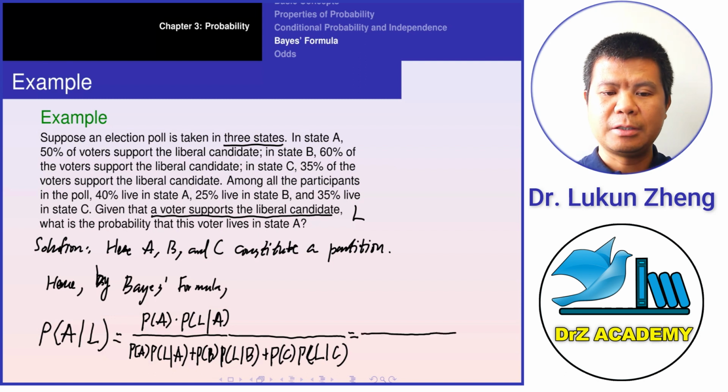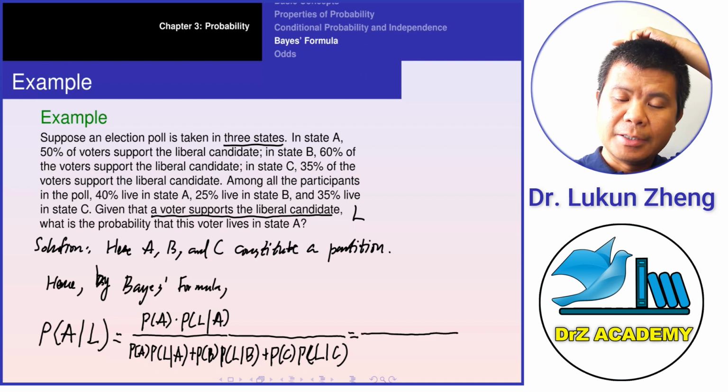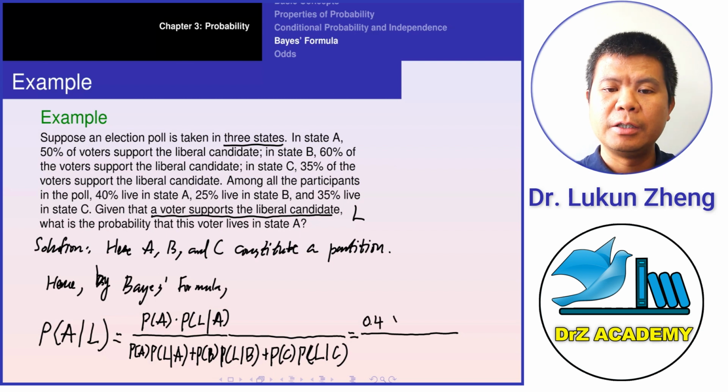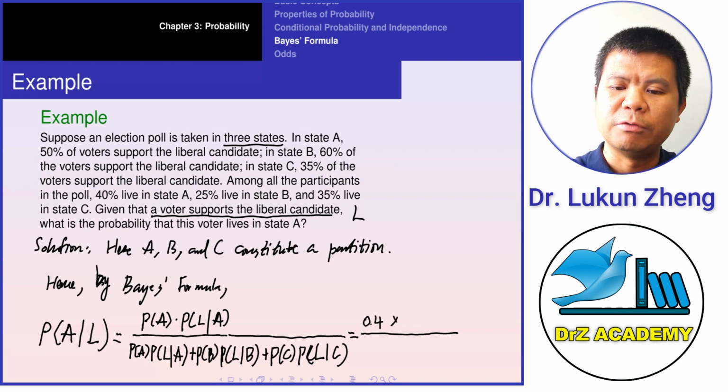all right, so now let's start. P of A, living in state A, that's 40%, that's 0.4. And if it's living in state A, 50% support, so times 0.5.